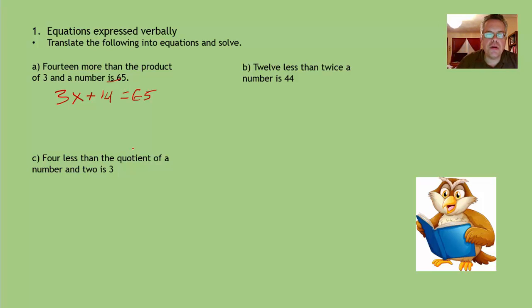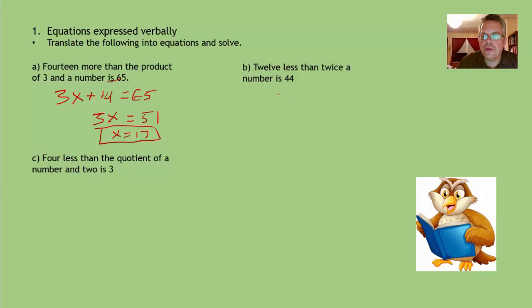Then we can go about solving it. We can subtract 14 from both sides. I'm not going to show all the work today. That equals 51. And then divide both sides by 3. We get x equals 17. That's the number that makes the statement true. So once we get used to the translation, this is going to be no problem for you guys.